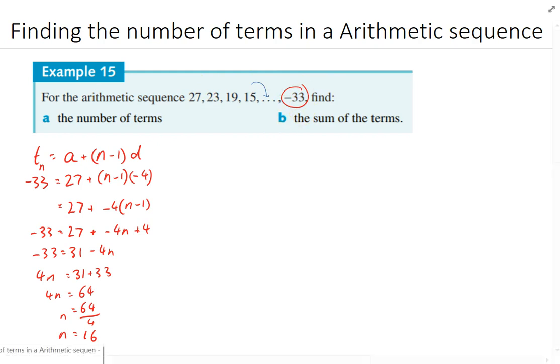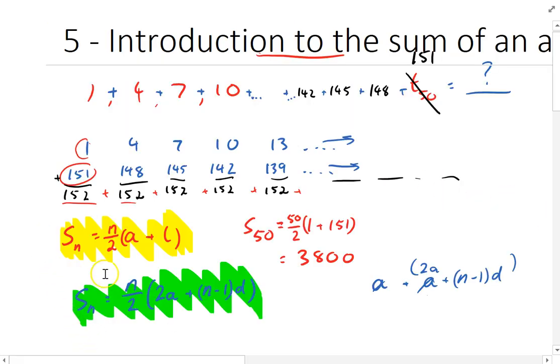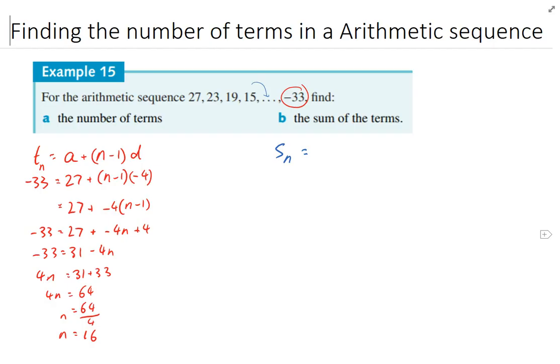All right, so our second part here just says, now find the sum of the terms. Now that I know there's 16 terms here, I can find the sum of the terms pretty easily. Usually I would use, say, this formula here. But given I know the first number and the last number, I can get away with using a much simpler formula, just this formula here. So let's use that formula. Where are we? Here. N over 2, A plus L.